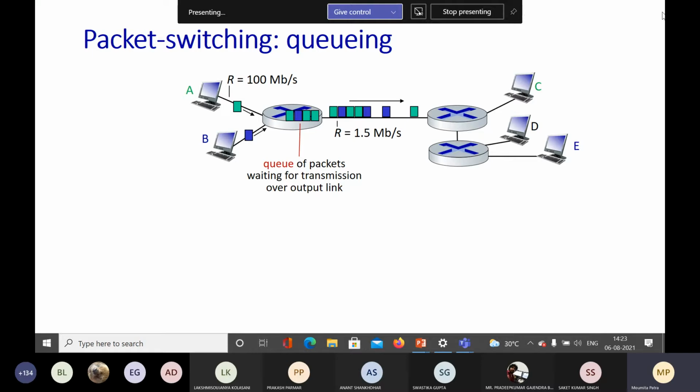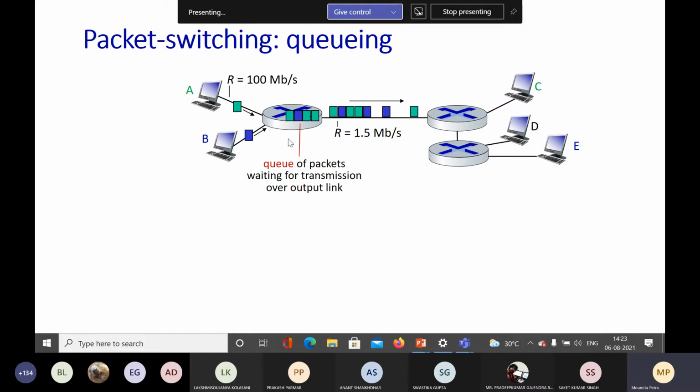Now, of course, the router, if it's a network backbone, a network core, will be connected to several devices, or even several routers for that matter, right? Because it's an interconnected mesh of networks. So let us assume there are these two devices A and B, connected to this router. The link speed from host A to the router is 100 Mbps, and also from host B to the router is 100 Mbps.